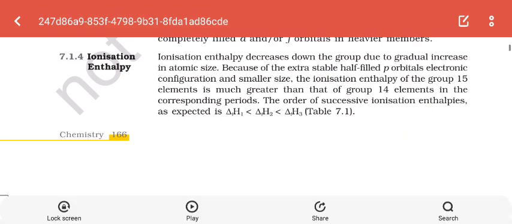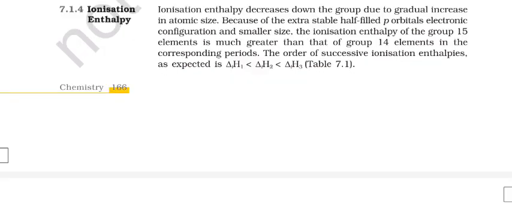Ionization enthalpy. Ionization enthalpy decreases down the group due to gradual increase in atomic size. Because of the extra stable half-filled p orbital electronic configuration and smaller size, the ionization enthalpy of group 15 elements is much greater than that of group 14 elements in the corresponding period. The order of successive ionization enthalpies, as expected, is ΔiH1 smaller than ΔiH2 smaller than ΔiH3.